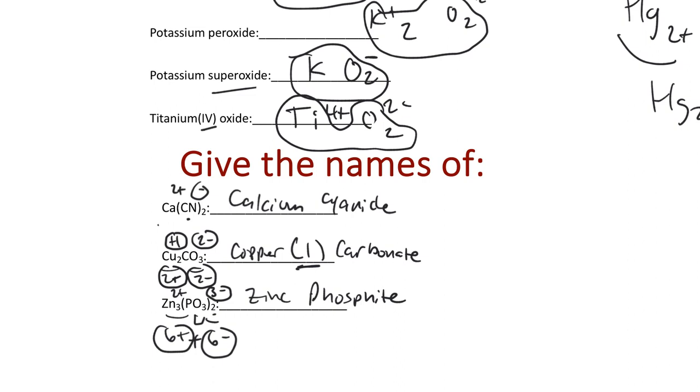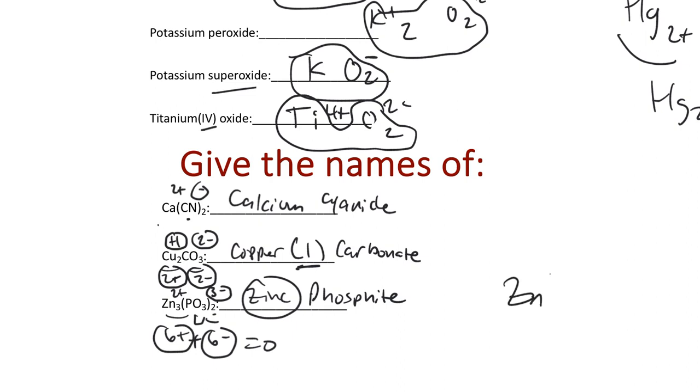So that means I have to have a 6+ for the zincs to go overall neutral. So 6+ for 3 zincs gives each zinc a 2+ charge, which is good because we mentioned zinc with the 2+ charge is the only common ion of zinc. So zinc 2+, we don't have to write zinc(II) phosphite, we just call it zinc phosphite.